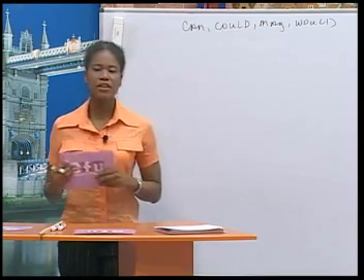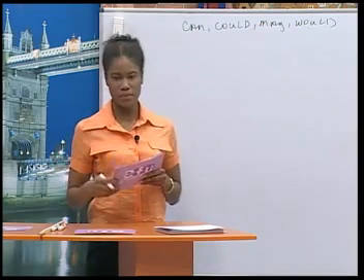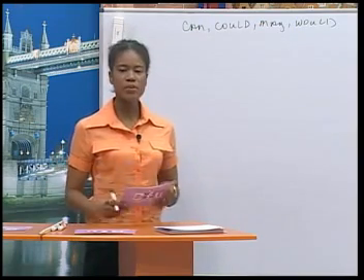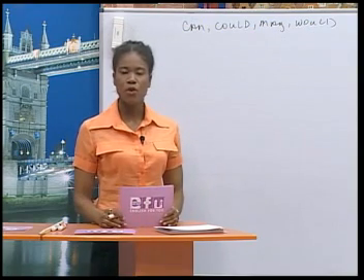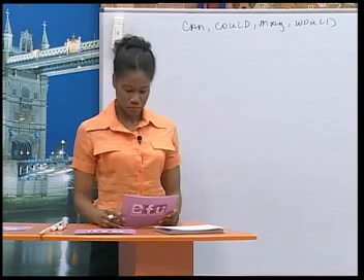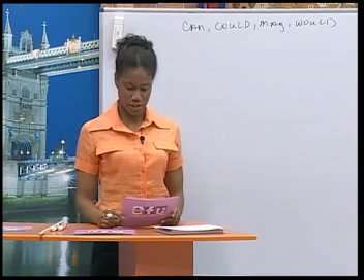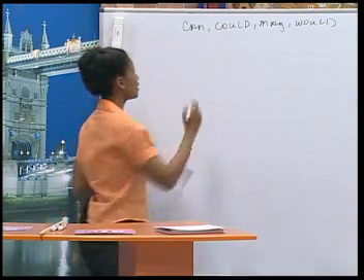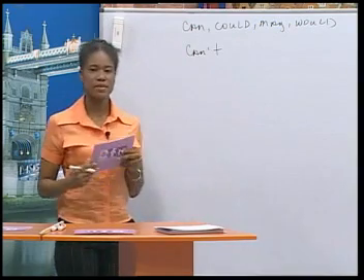We learned how to use can for ability. Is it possible to do something? We're going to review how to use can for permission or agreement. And there is also a negative form of the question. Okay, can't. Take a look at some examples.